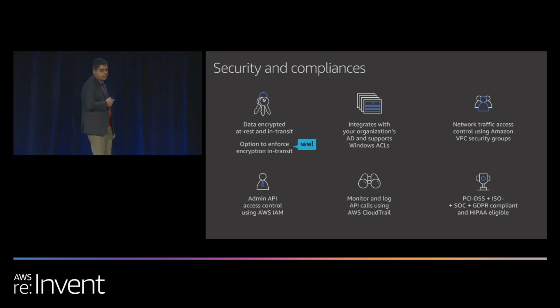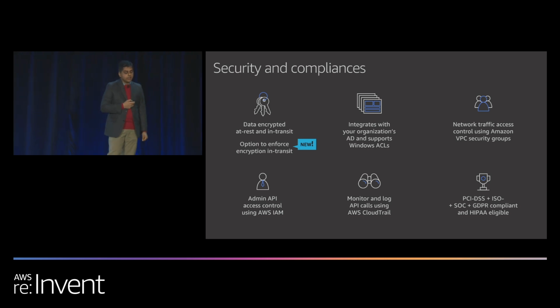We also support the option to enforce encryption in transit. Data is always encrypted in transit when you're accessing from clients that are capable of SMB 3.0. But if you're accessing the file system from older client versions, by default, we allow the connections, but without encryption in transit. You now have the option to enforce encryption in transit, meaning that older clients will not be able to access your file system.